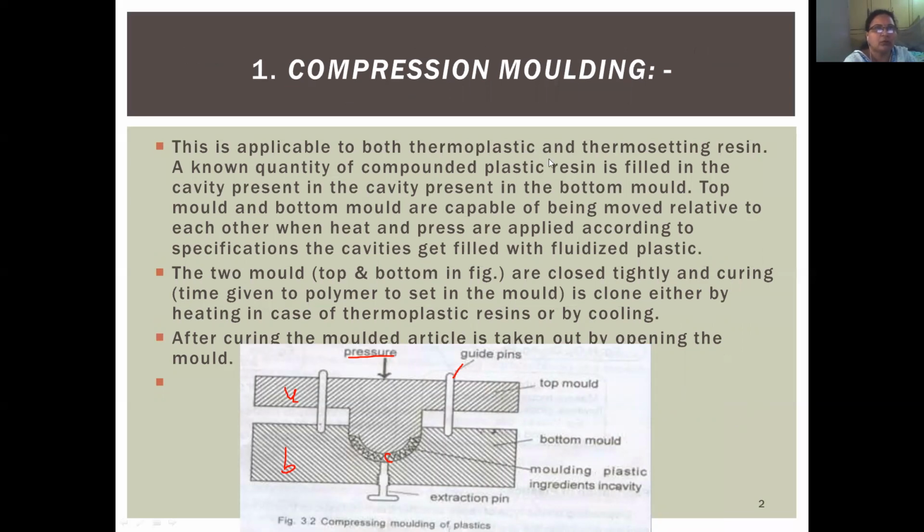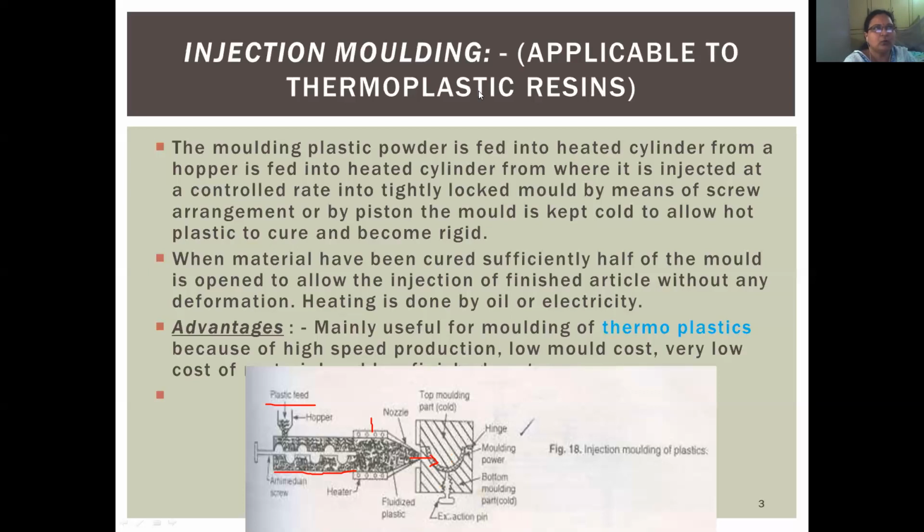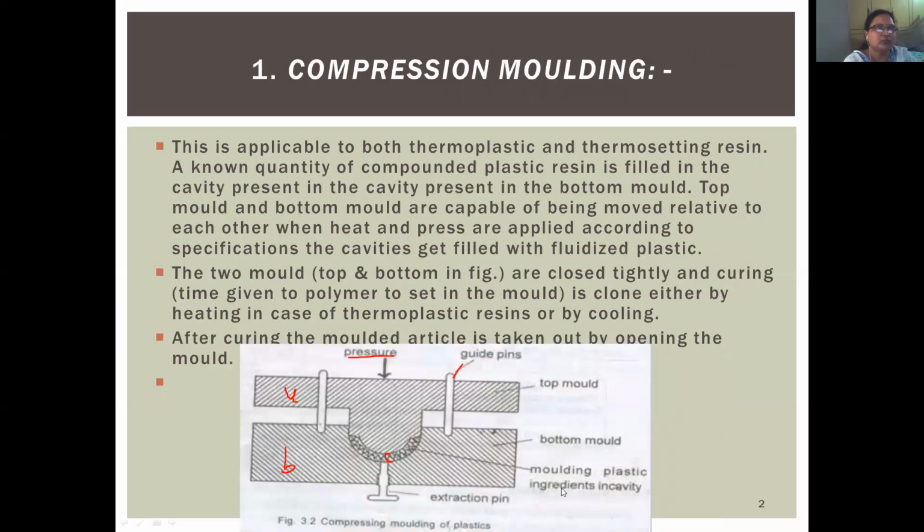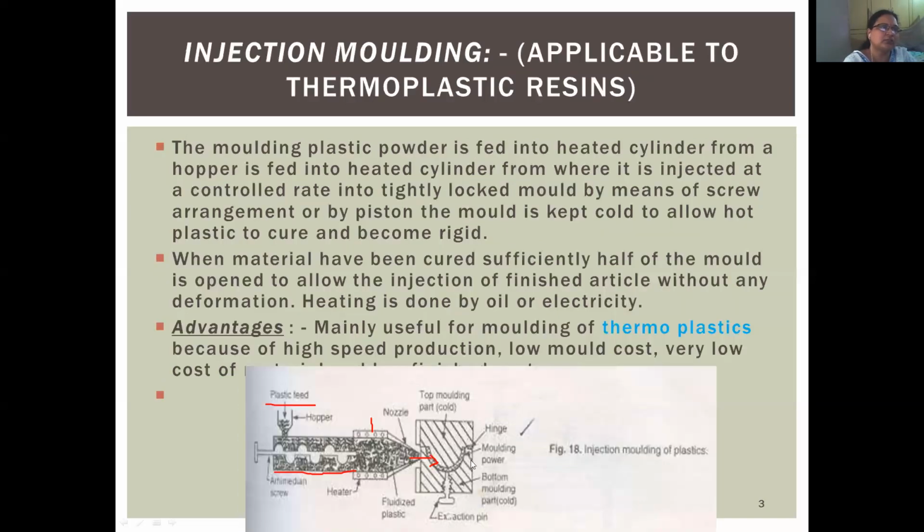In compression molding, both thermoplastic as well as thermoset materials can be prepared, whereas in injection molding, only thermoplastic materials are prepared. So this you need to remember. And diagrams you can draw very easily. If you remember the diagrams, then you can write the matter very easily. So please try to remember the diagrams so that you can have a good memory power.